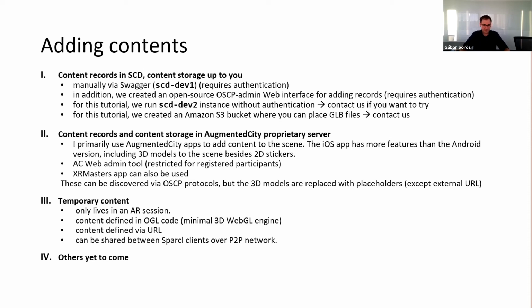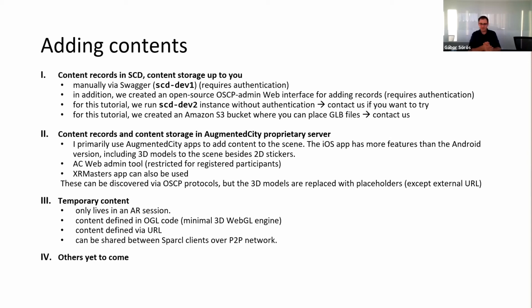And for this tutorial, we also created an Amazon S3 bucket where you can just place a GLB file. Then the URL for the GLB file should be placed into the content record. Again, contact us if you want to try this out around your home. This was one example with this SCD. And the second example is if you use the content service from Augmented City directly, which is possible.